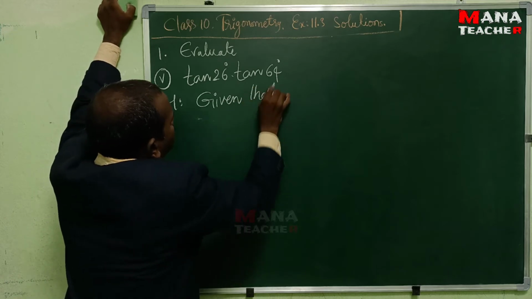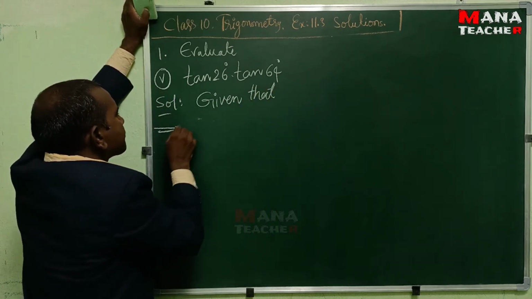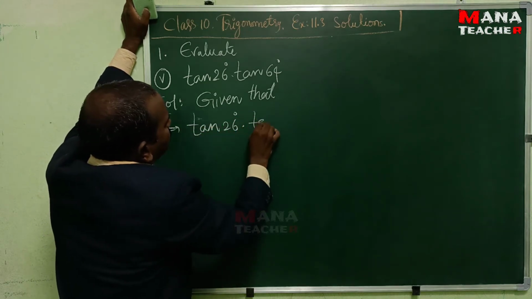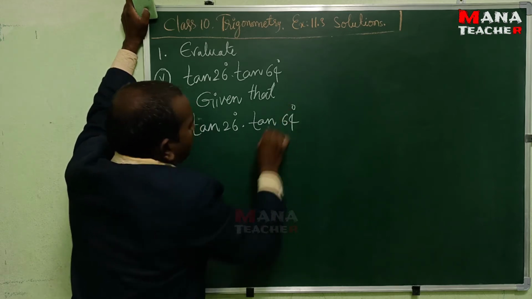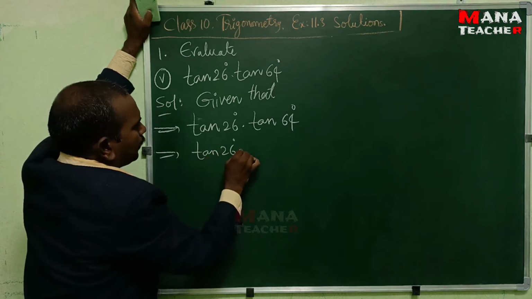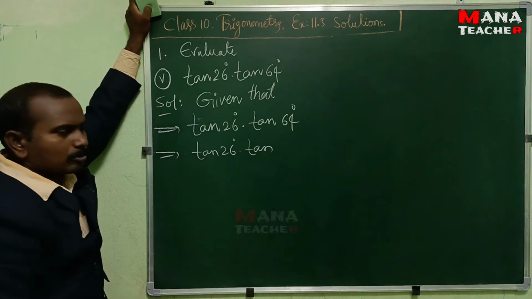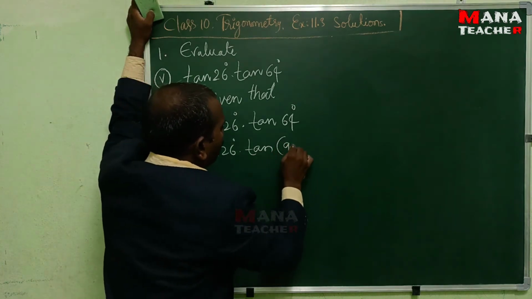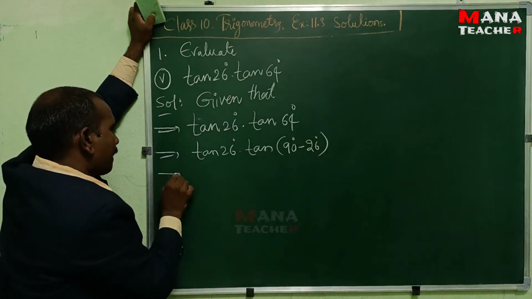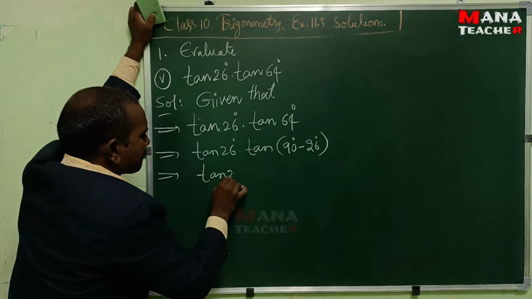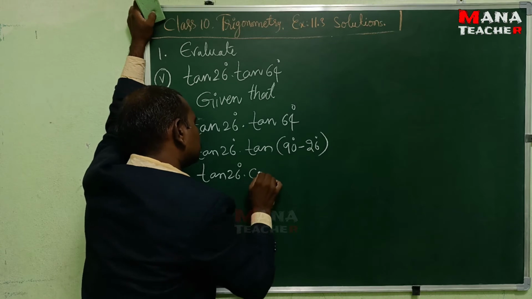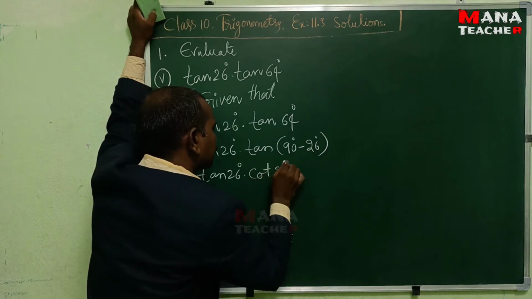Given that tan 26 degree and tan 64 degree. Now tan 26 and tan of 90 degree minus 26 degree. Then tan 26 and tan 90 minus theta, that is cot 26 degree.